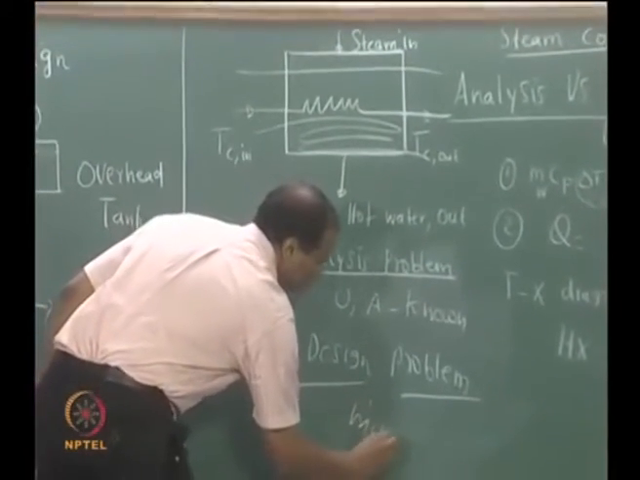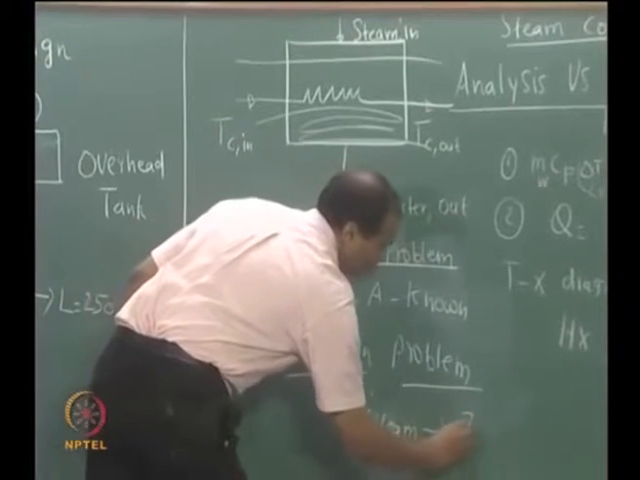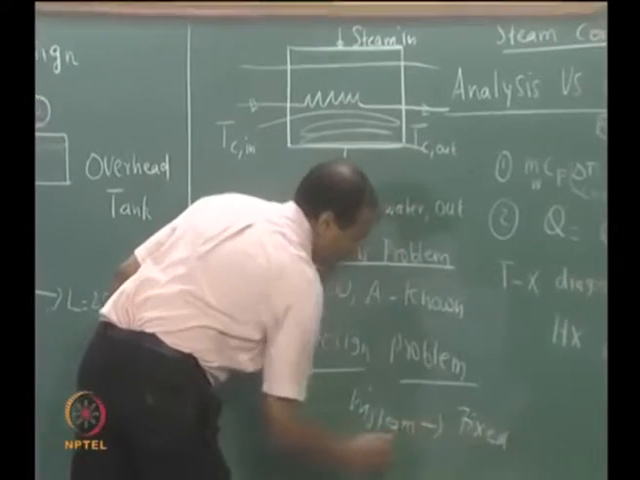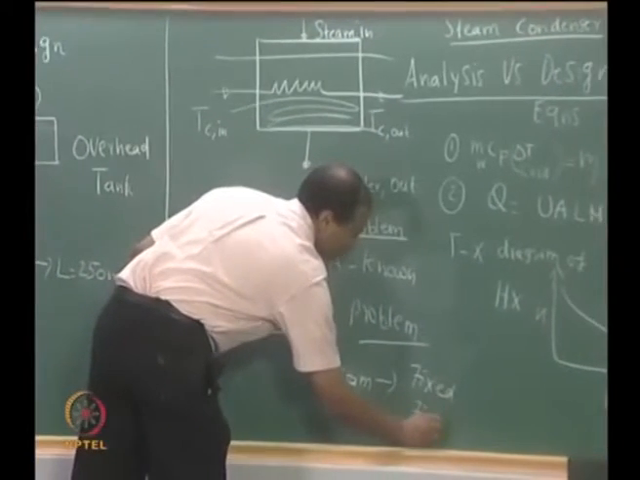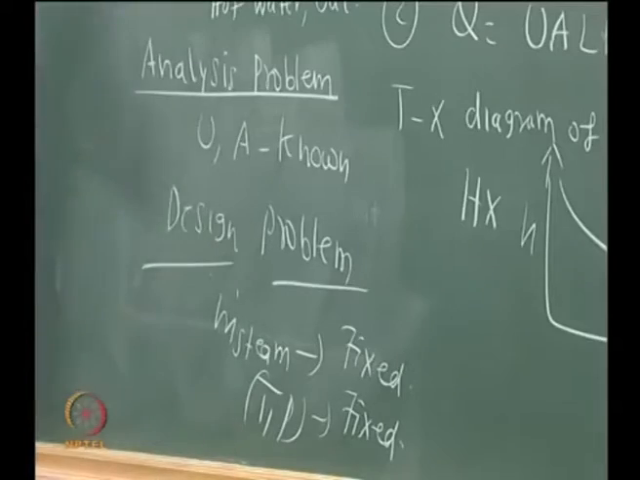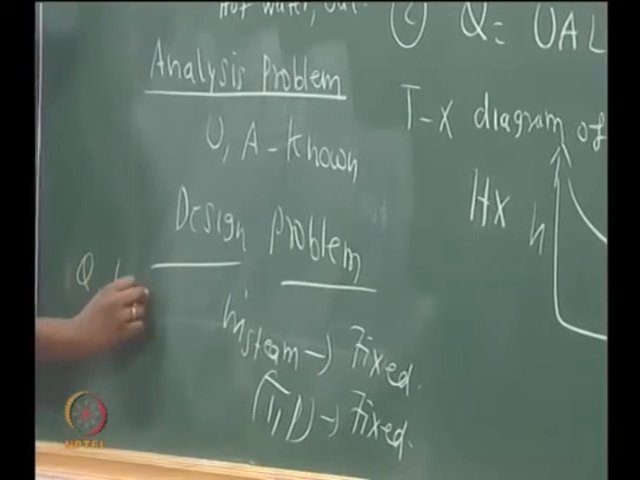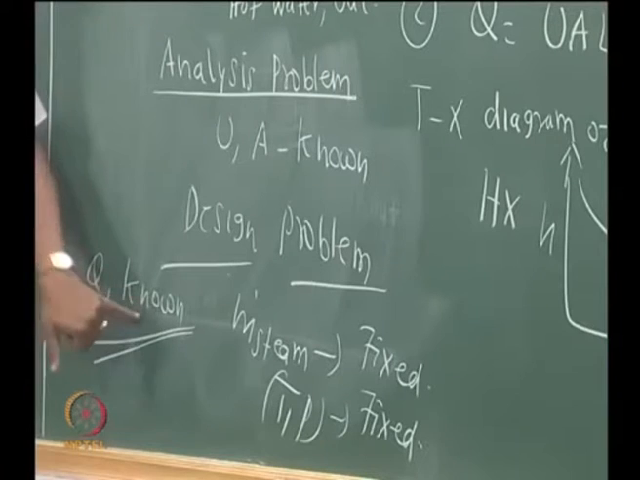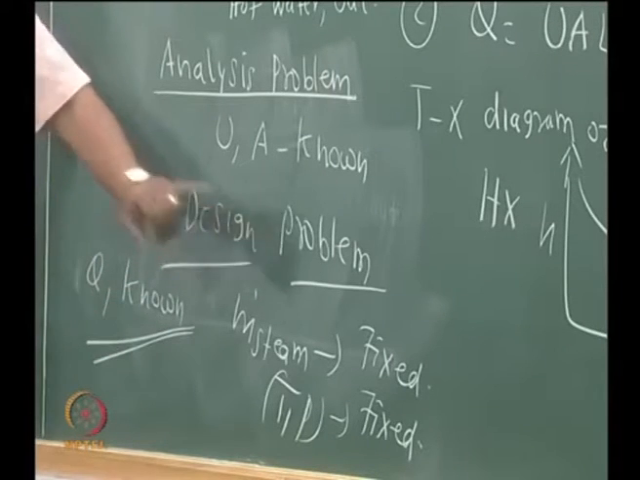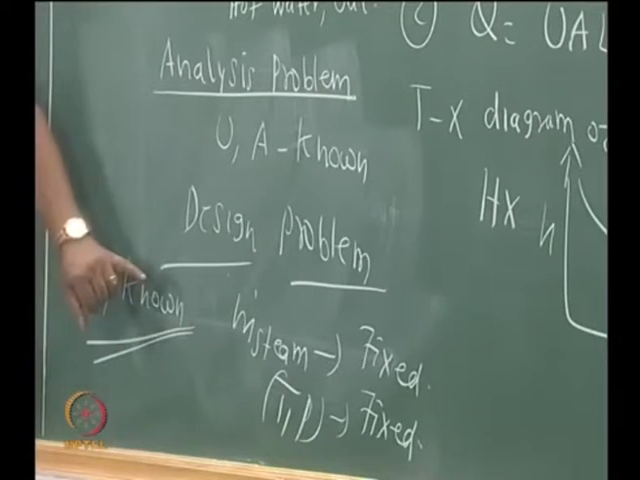m dot steam fixed, Tp is fixed, that is the enthalpy is fixed. So you know what is the hfg, so Q is known. For the given Q, what will be the size of the equipment? That is the design problem.